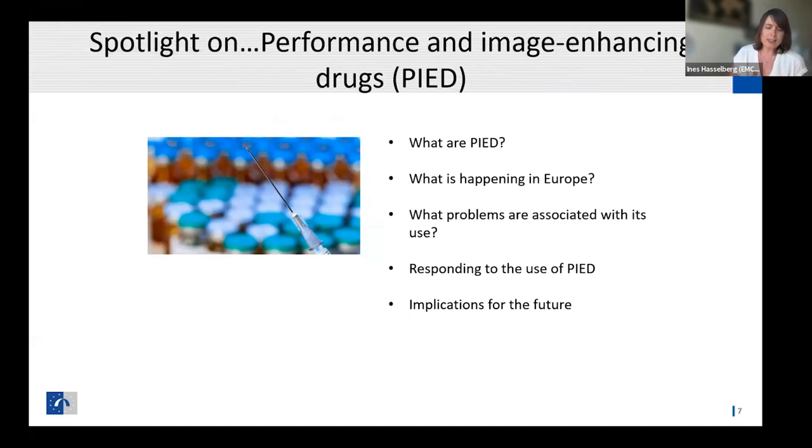So these substances are substances that have the perceived potential to improve human traits. And along with other human enhancement drugs, they are becoming a challenge to responding to drug use in the workplace. The spotlights are a different product than the mini guide.